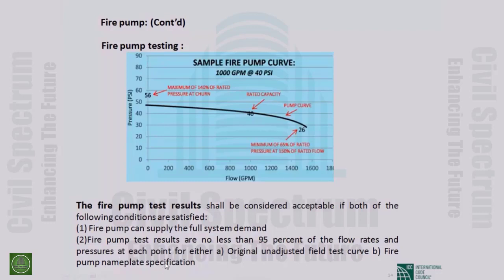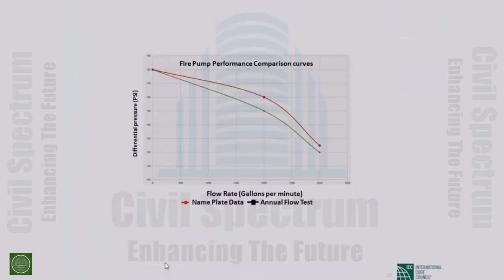To make it clear again with these ratings, I am showing another curve. If the nameplate curve is the red one, and the test curve is the black one, the maximum variation will be this. If this variation is within the limit, then we can accept this fire pump as acceptable. So if the variation between the design criteria of the fire pump and the actual field test of the fire pump is within this limit, then we will accept this as a fire pump.